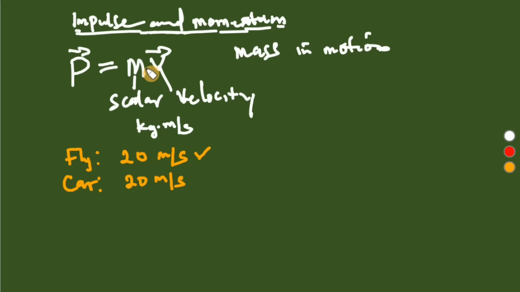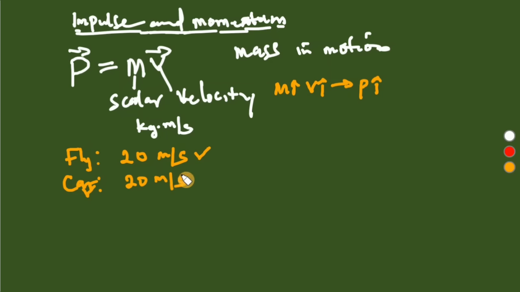Looking at this formula for momentum, you see that when the mass is high and the velocity is high, the momentum will be high as well. So the car has higher mass than the fly, even though they have the same speed. So it then means that the car will have greater momentum than the fly. So the higher momentum a body has, the harder it will be for it to be stopped.